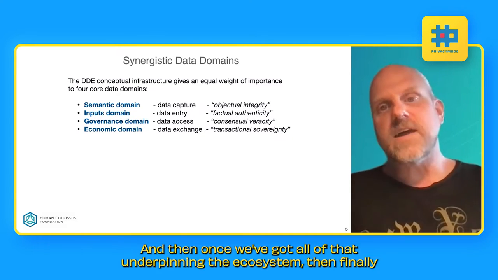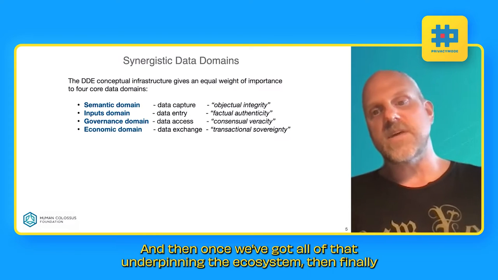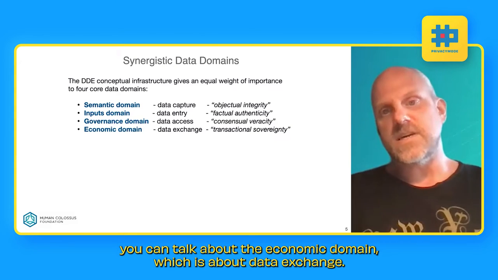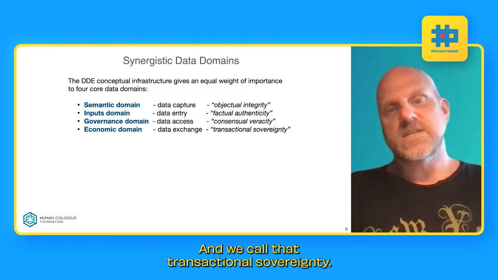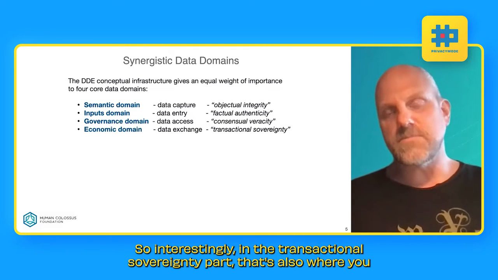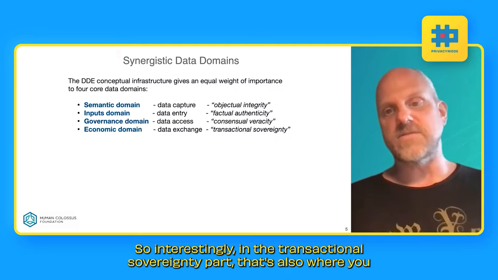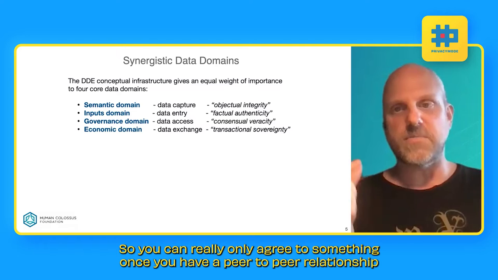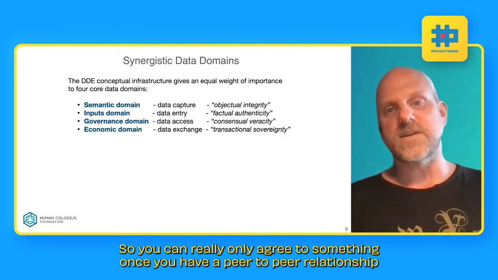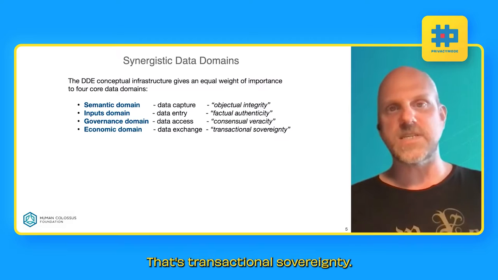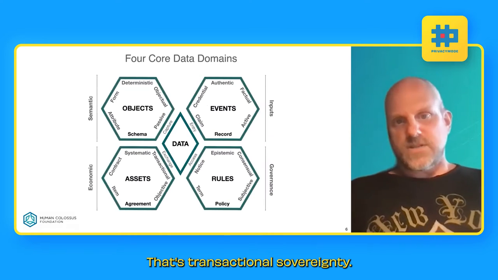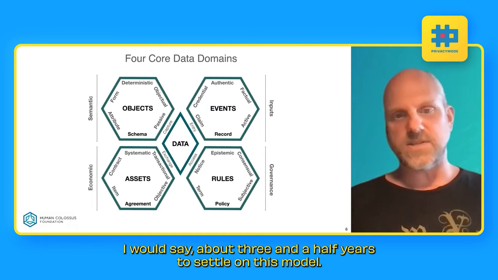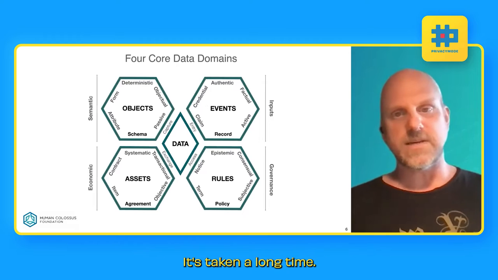And then once we've got all of that underpinning the ecosystem, finally you can talk about the economic domain, which is about data exchange. And we call that transactional sovereignty. Interestingly, in the transactional sovereignty part, that's also where you sort out consent agreements. So you can really only agree to something once you have a peer-to-peer relationship with another entity. That's transactional sovereignty. And this is a model that's taken us literally about 3.5 years to settle on. It's taken a long time.